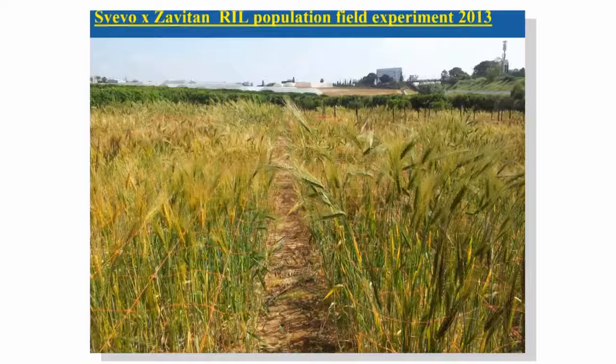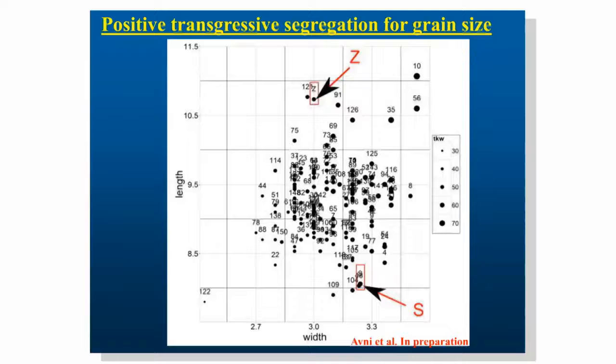And you can see the field experiment that we set up last year. This year we repeat this experiment for the second year. It's still just germinating. And those are just first results that show positive transgressive segregation for grain size.